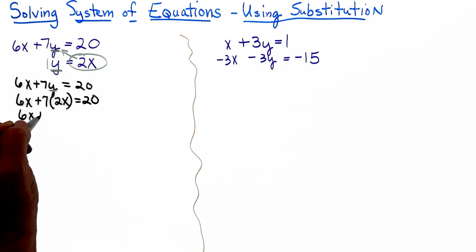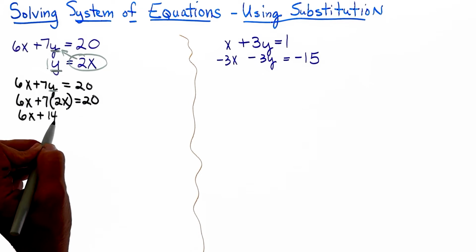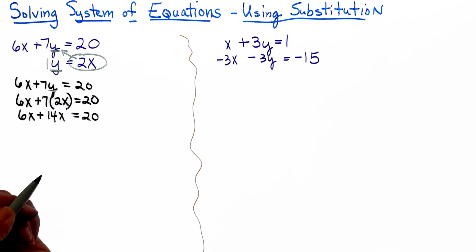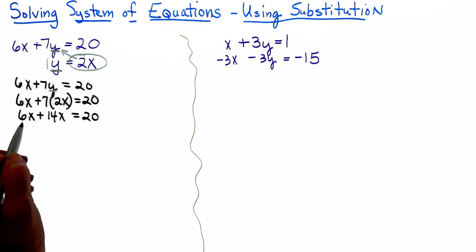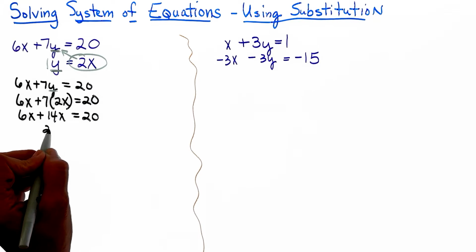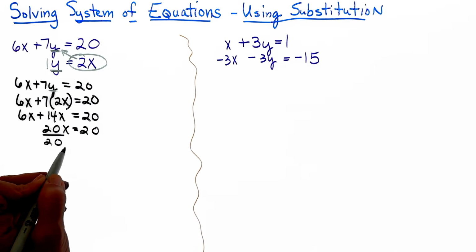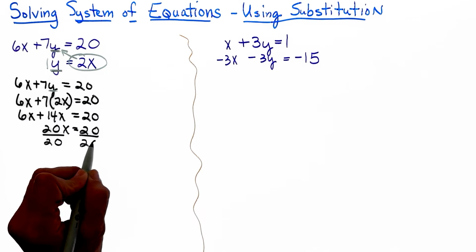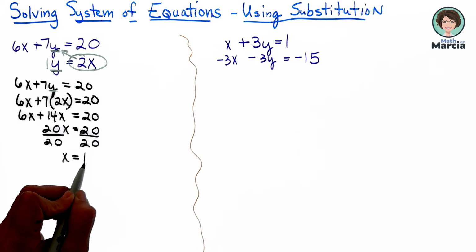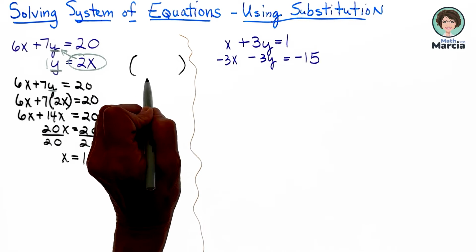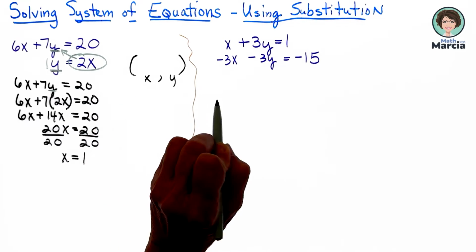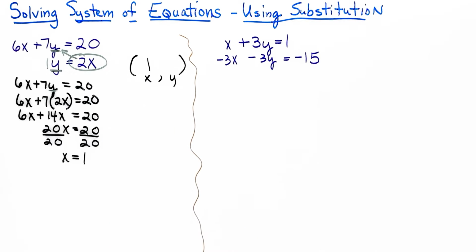So 6x plus 7 times 2 is 14x is equal to 20. And notice, I am now going to add my x's together, so I end up with 20x is equal to 20. And last step, we know from multiplication, the inverse is division, so x is equal to 1. And right up here, I like to start my ordered pair for my answer because it will be an ordered pair. For every x, there will be one y value and only one y value for the problems that we'll be working today.